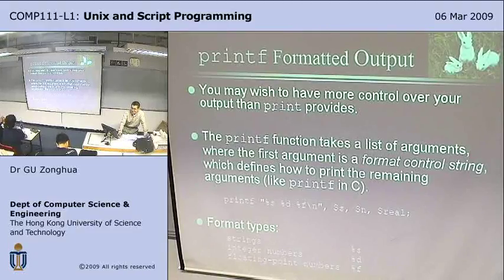So it also provides a printf, which is more powerful than print, because print can only print out strings. Printf is just like in C. You can take a list of arguments. Its first argument is a format control string, which defines how to print the remaining arguments. So a string is %s, an integer is %d, and a floating point is %f.